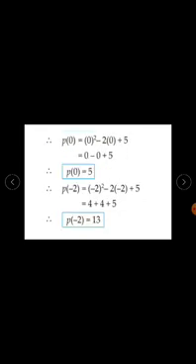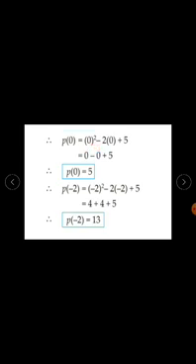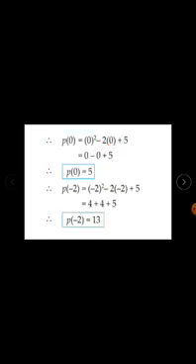Next, find p of 0 for the same polynomial. P of 0 equals 0 square, minus 2 into 0, plus 5. So p of 0 equals 0 square minus 2 into 0 plus 5. 0 square means 0, 2 into 0 is also 0, plus 5. Therefore p of 0 is equal to 5.